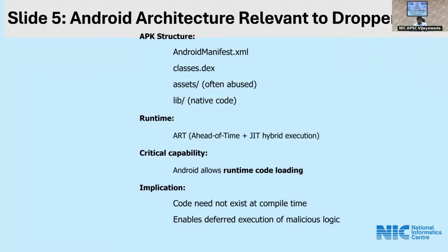So at runtime, Android uses the ART runtime to execute applications. Unlike older versions of Android that used ahead-of-time compilation exclusively, modern ART uses a hybrid approach. It compiles frequently used code ahead of time, but can also compile just in time. For our discussion, the compilation details are less important than a specific feature, that is dynamic code loading. Dynamic code loading is enabled by two classes: DexClassLoader and PathClassLoader.